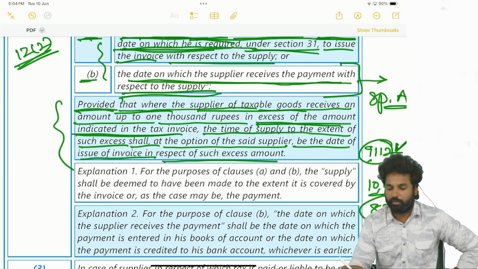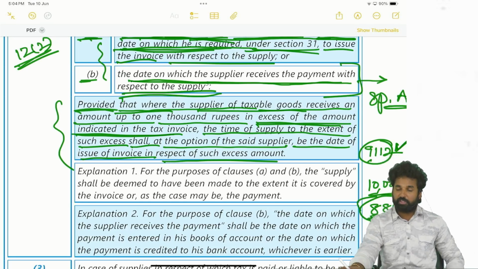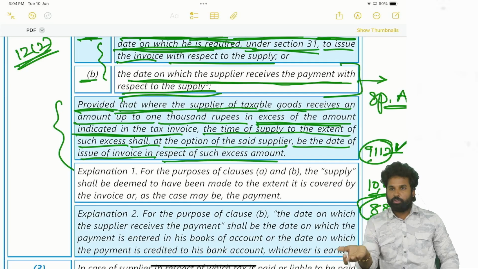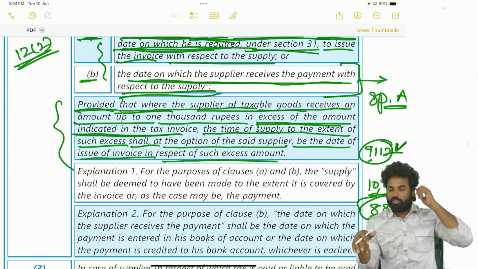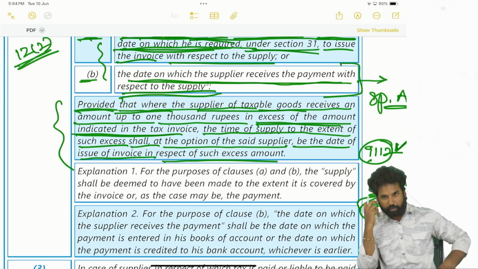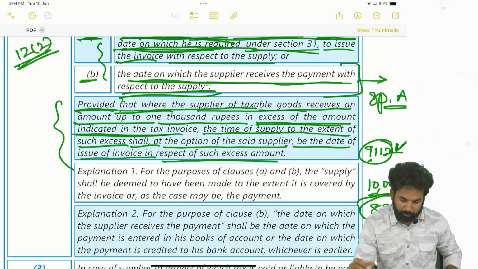Sometimes you receive such an advance of 888. But if you are receiving more than 1,000 rupees in advance, in such cases he will not wait up to the next bill. Okay. So this is what the provision says here, right? Next.